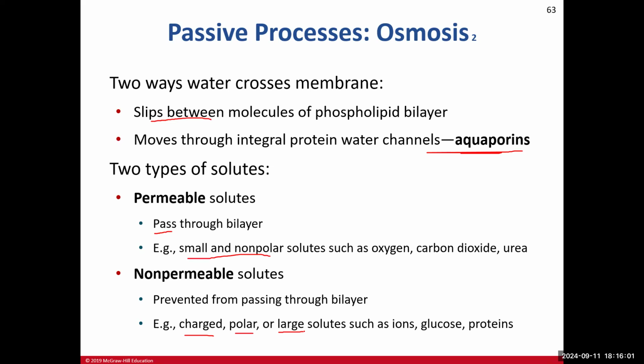So you want to know the two types of solutes that we're dealing with here. Permeable, all things are all good. You're small, nonpolar. You just slip and slide in between those phospholipids, and you've gained entry into the cell, or you've managed to exit the cell. Non-permeable, different story. You see those characteristics. They're charged like an ion. If you're polar, or if you're a large solute, like a big old protein, can't just slip in between those phospholipids. You have to get into a cell or out of a cell a different way.